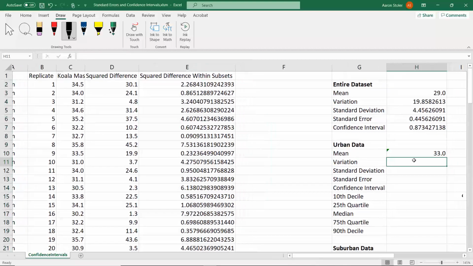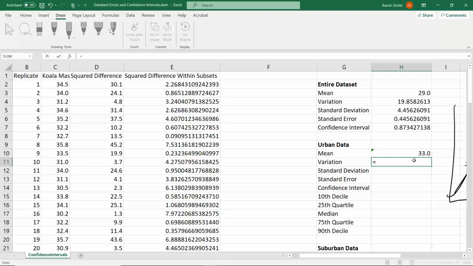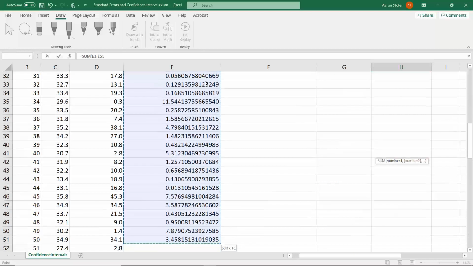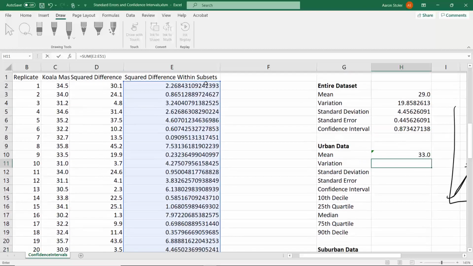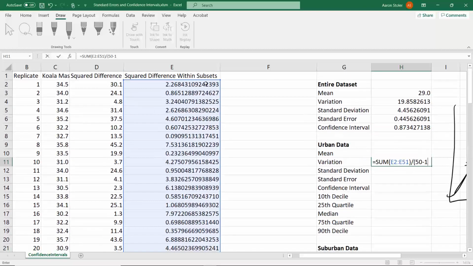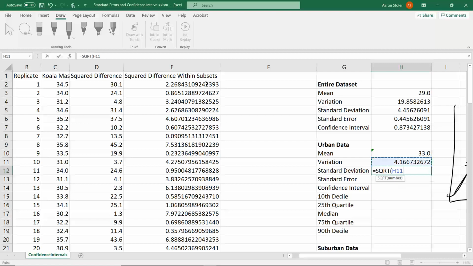Now we can calculate the variation for the urban data, which is equal to the sum of all of these data points. There's 50 of these data points, so we divide that by 50 minus 1, or 49. The standard deviation is equal to the square root of that variation. The standard error is equal to the standard deviation divided by the square root of the number of replicates, which is 50. And the confidence interval is equal to 1.96 times the standard error.